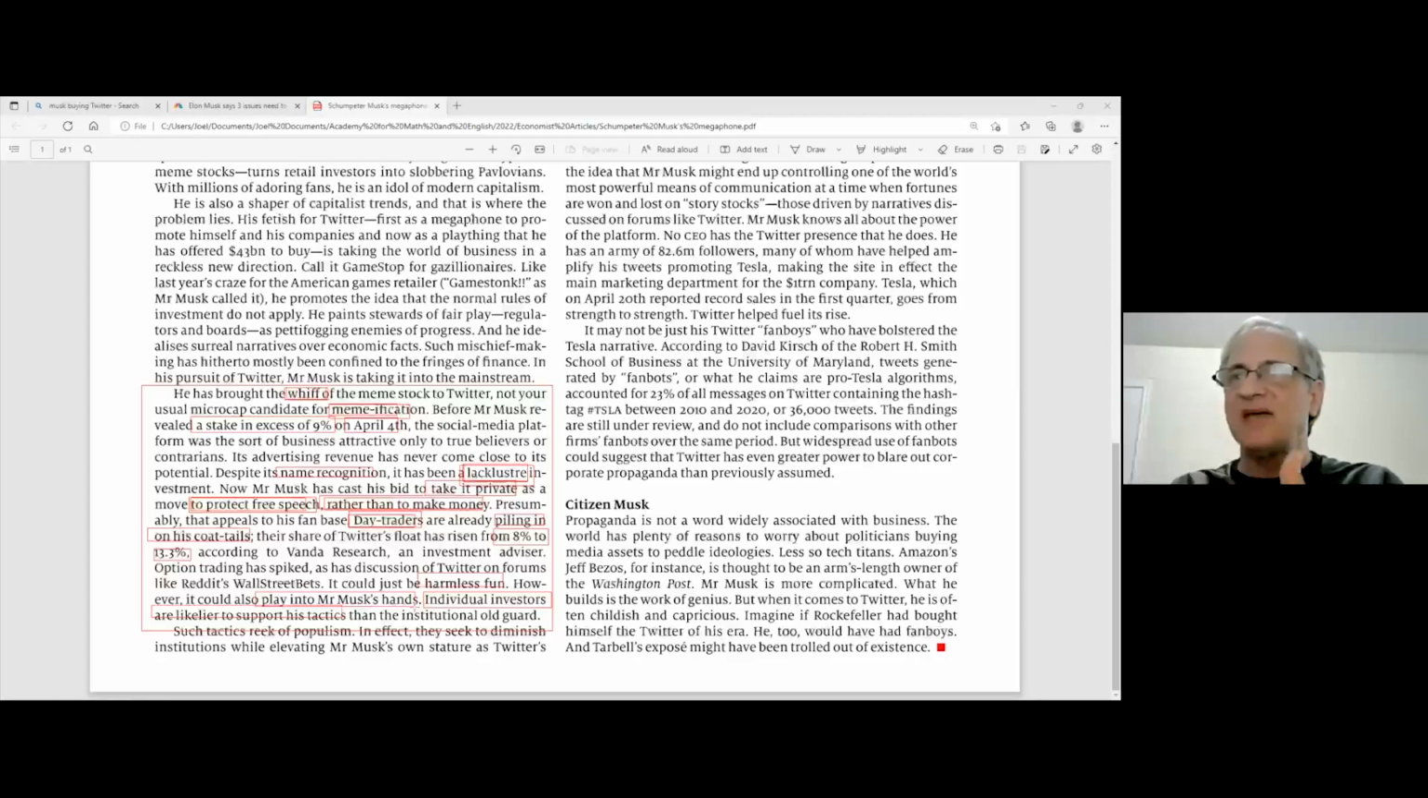When you play into Musk's hands, it means Musk is saying, this is what I want. I want people to invest in the company, so it will become valuable when I buy it. Individual investors are more likely to support his tactics than the institutional old guard, meaning they will follow him because they respect him. They think, he's a billionaire, let me do what he's doing, rather than following the institutional old guard, the traditional old guys who know the stock market and say this is what you should buy, this is what you should sell. No, they want to follow him because they believe in him. Okay.